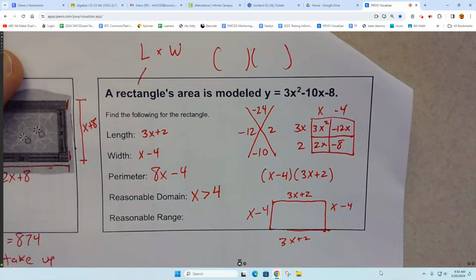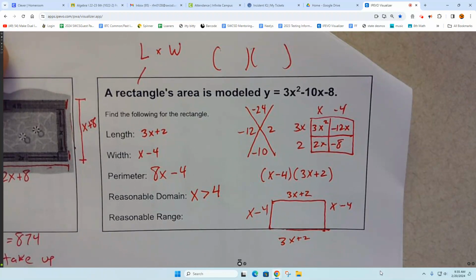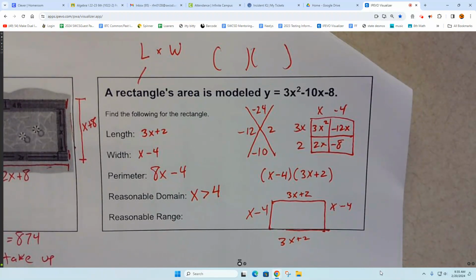Can it be equal to 4? No, why not? Can you have a length or a width of 0? If you have a width of 0, what do you have? Nothing, right? So it's got to be at least bigger than 4.